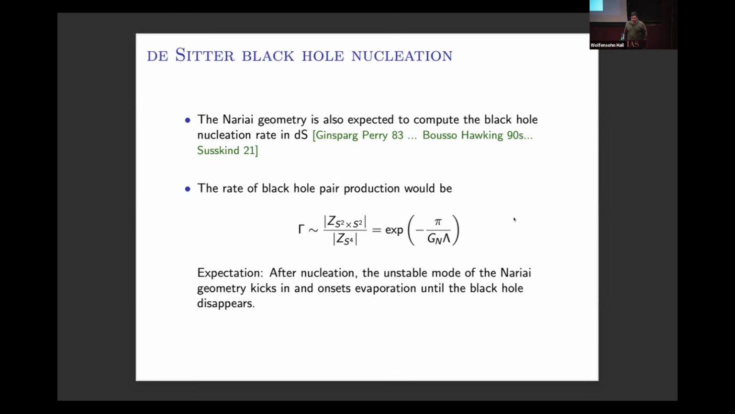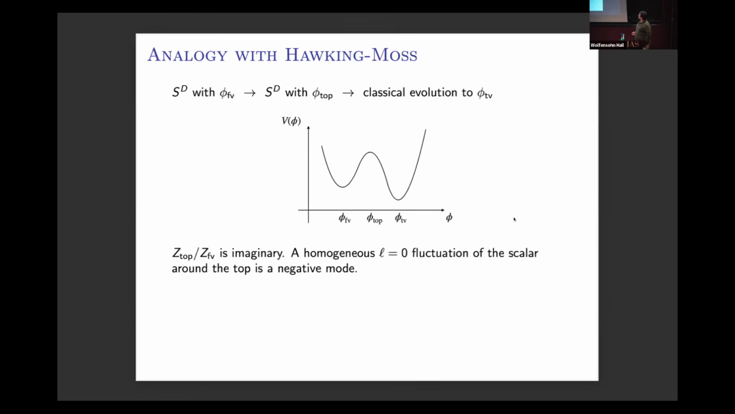And according to these works, the rate of black hole pair production would be the ratio of the action on the Nariai geometry and de Sitter, which is exponentially suppressed. And the expectation would be that after the nucleation, the Nariai black hole quantum fluctuations will send it a little bit away from the Nariai limit, and then the instability of Nariai will start an evaporation that will eventually remove the black hole, and you'll go back to empty de Sitter. To make an analogy, this is somehow like the Hawking-Moss instanton.